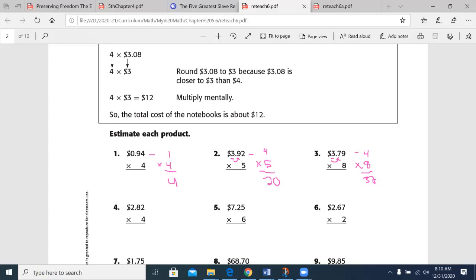So I'm going to clear my drawings. If you needed to write these down, you could pause the video and do such.